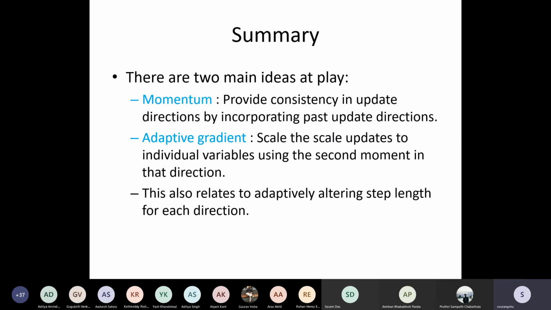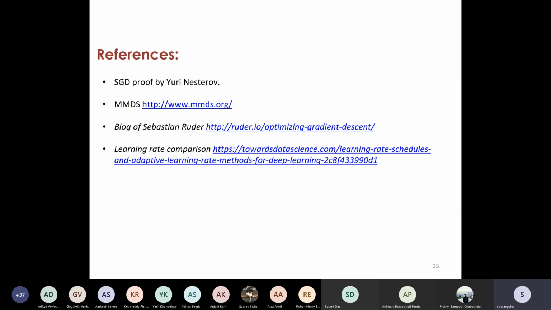So this is all. The SGD proof I have taken from a paper by Yurii Nesterov. Many of the ideas are from the MMDS book. The acceleration techniques I have taken from this blog by Sebastian Ruder, and this link has the learning rate comparison and some of the plots.